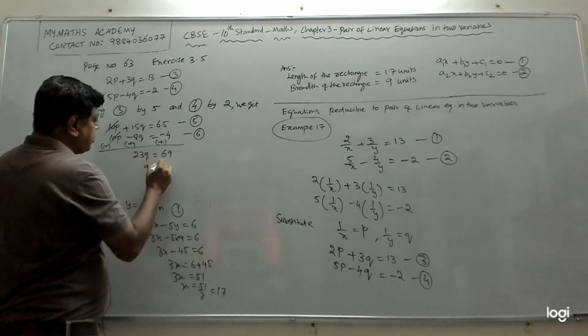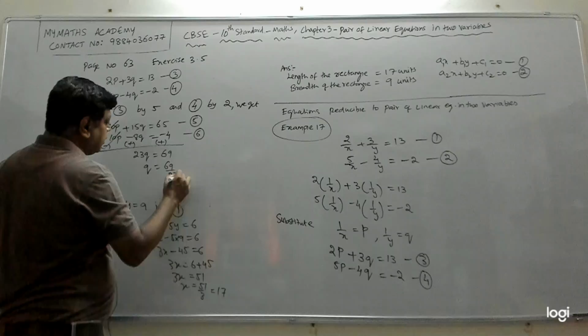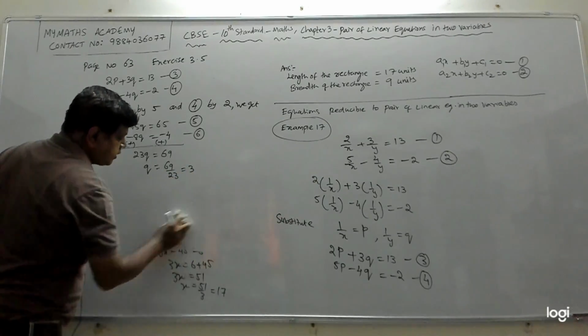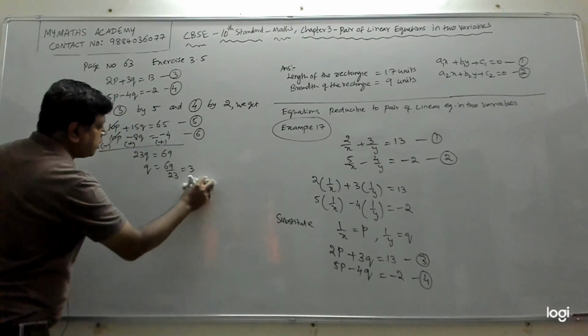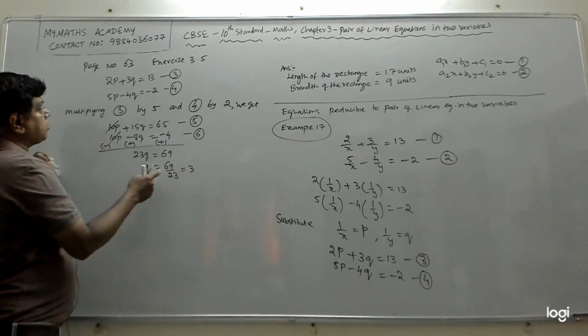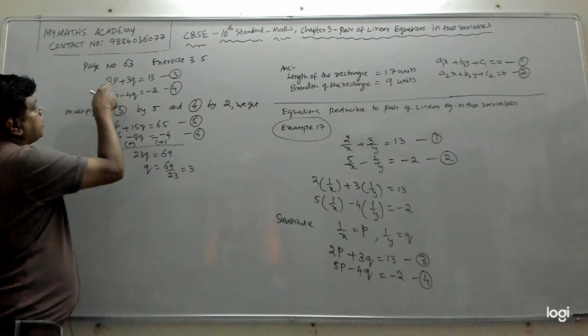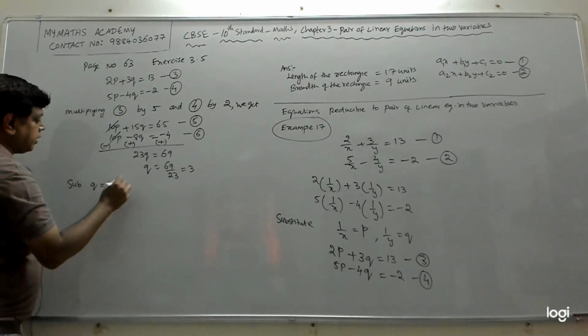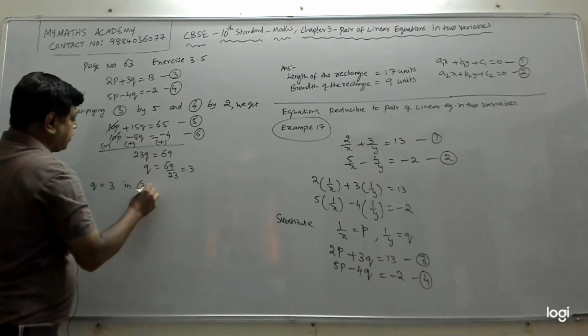So now we get q is equal to 69 by 23, which gives me 3. What is my q? My q is 3, because 23 3s are 69. Now we got the value of q. Substitute in one of the equations and find the value of p. So we'll substitute q equal to 3 in the third equation.